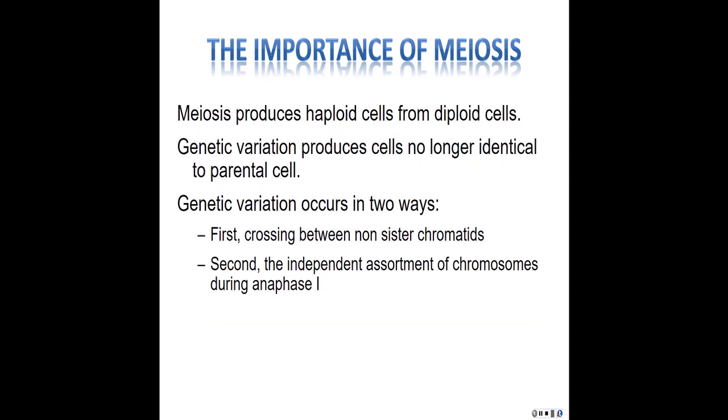I might have just misspoken that. Let me say that again. The genetic variation occurs by crossing over, which occurs in prophase 1. And the second way is by independent assortment. So what happens is the homologs line up in metaphase, and then they get separated during anaphase 1, and the way they get separated is random.